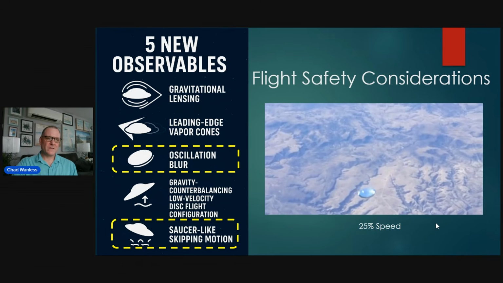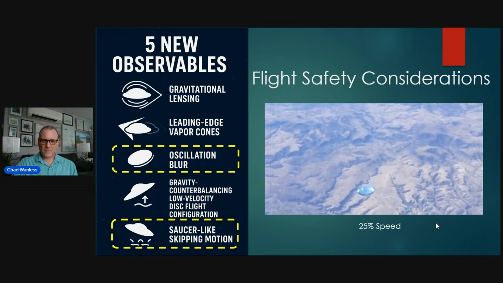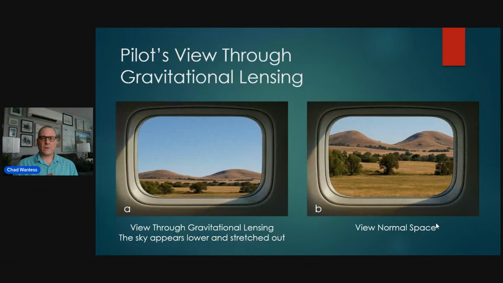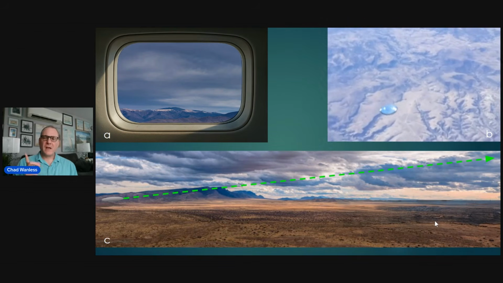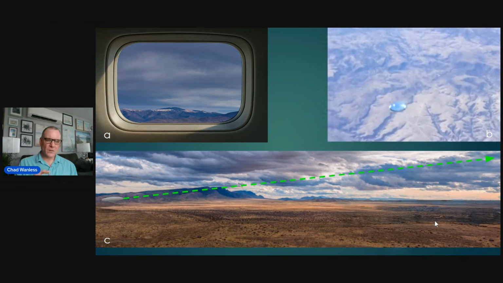Now, flight safety considerations. We need to think about this when it comes to zipping off at a high rate of speed. Remember back when I was describing if the warp drive is on, everything's compressed, and it looks like you're looking up at the sky, but in reality, you're pointing down towards the ground. So if you think you're pointing up and you accelerate off at 3,000 miles per hour, you would zip off up into the sky.